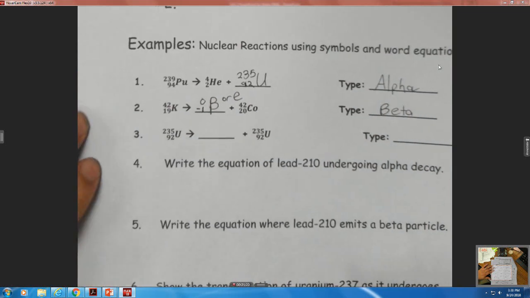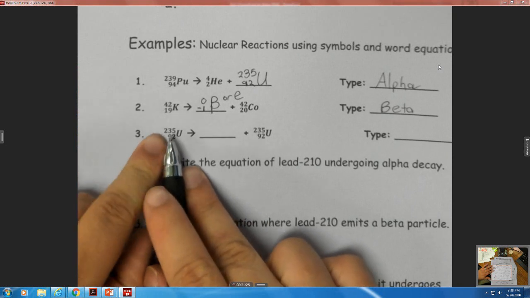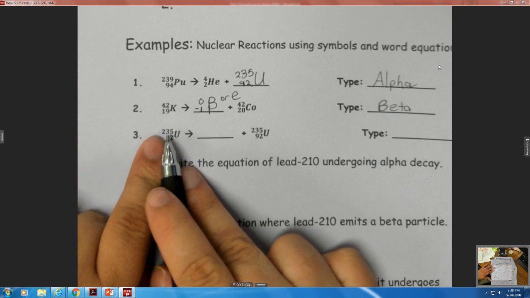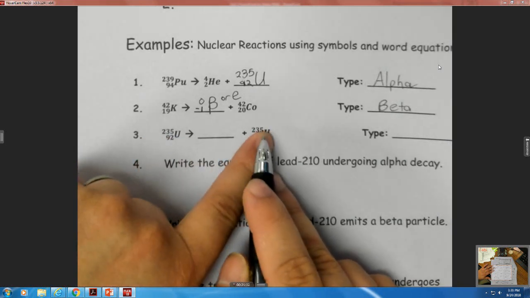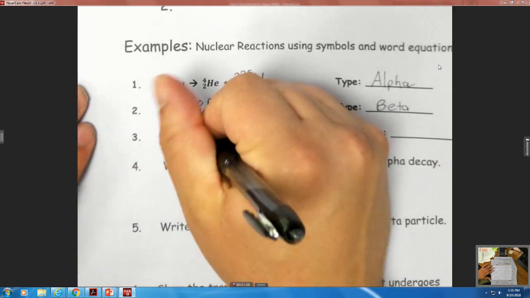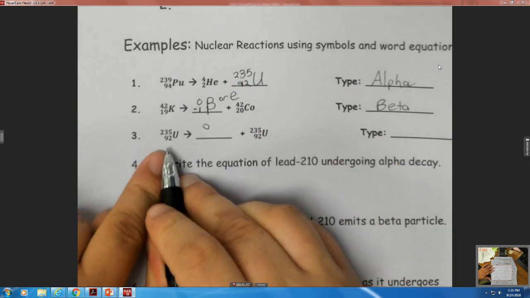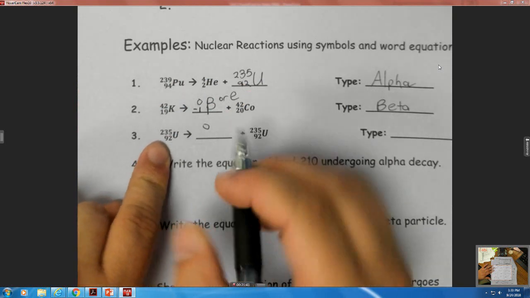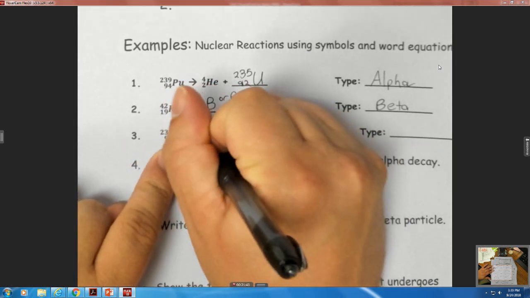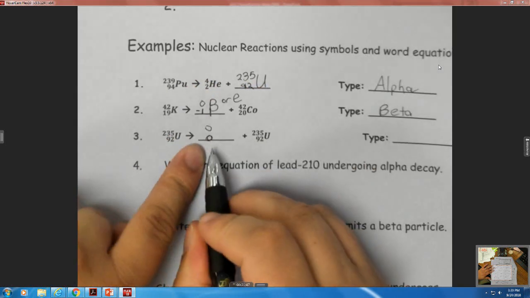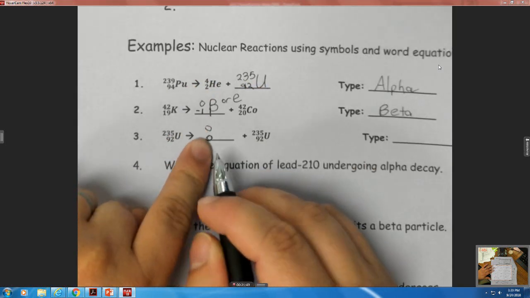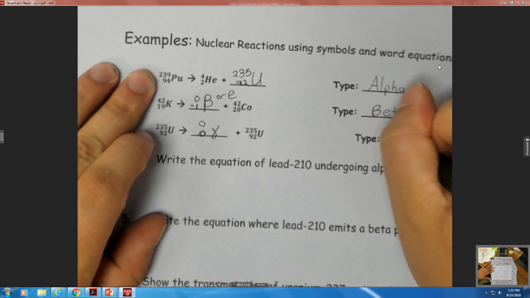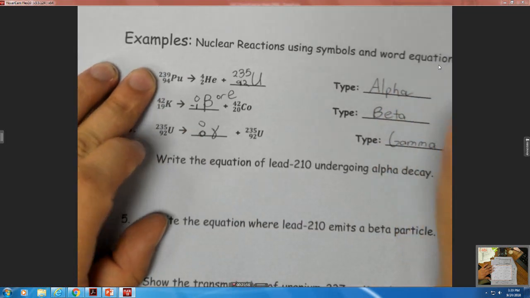Well, let's take a look at our third one. 235. I have uranium here with a mass of 235. Now, after the reaction, I still have a mass of 235, so I put a 0 on top. I have an atomic number of 92 before and after the reaction. So my atomic number didn't change. What kind of particle is that? That would be a gamma particle. So that would be a type of gamma decay.